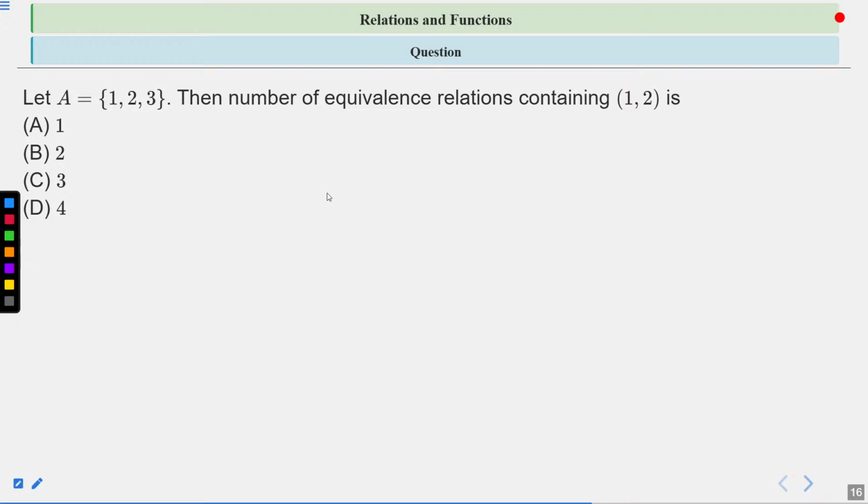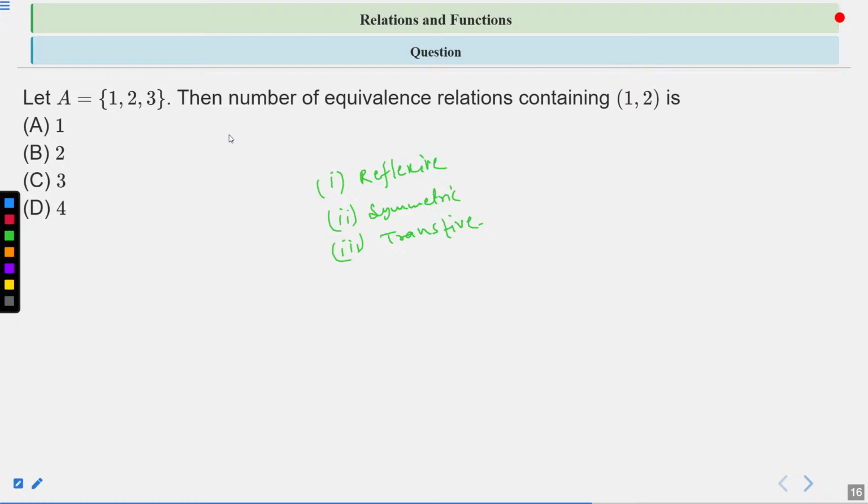What are the conditions of an equivalence relation? For an equivalence relation, the relation must be reflexive, must be symmetric, and must be transitive. For the relation to be an equivalence relation, all the three conditions must be satisfied.